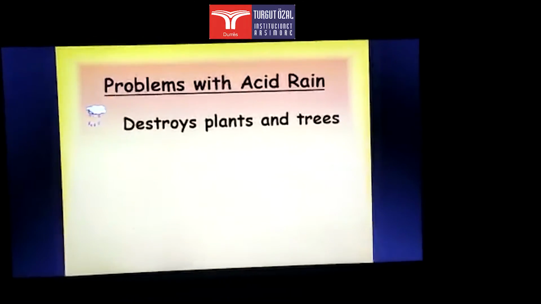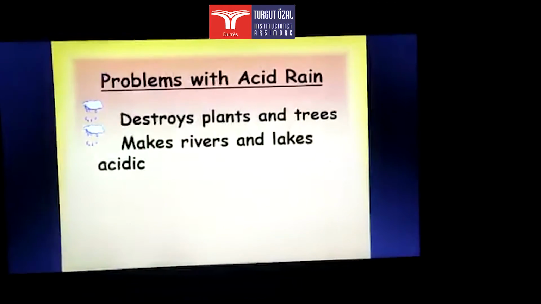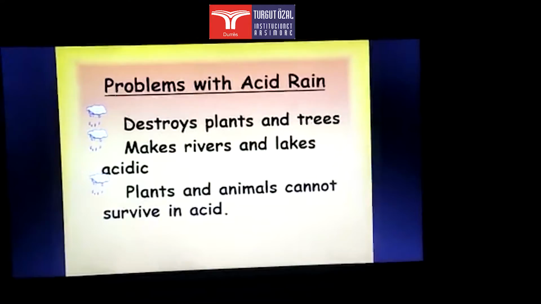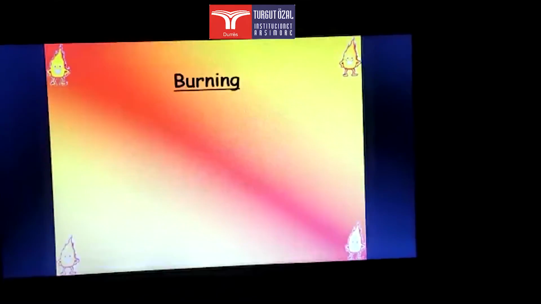Problems with acid rain. It destroys plants and trees, makes rivers and lakes acidic. Plants and animals cannot survive in acid. We have the fire triangle.